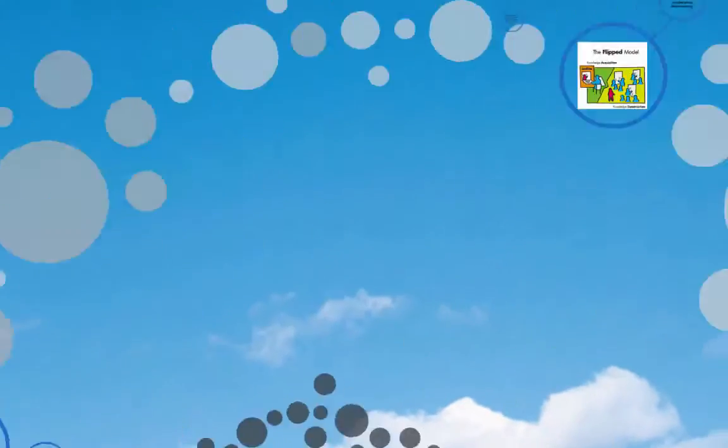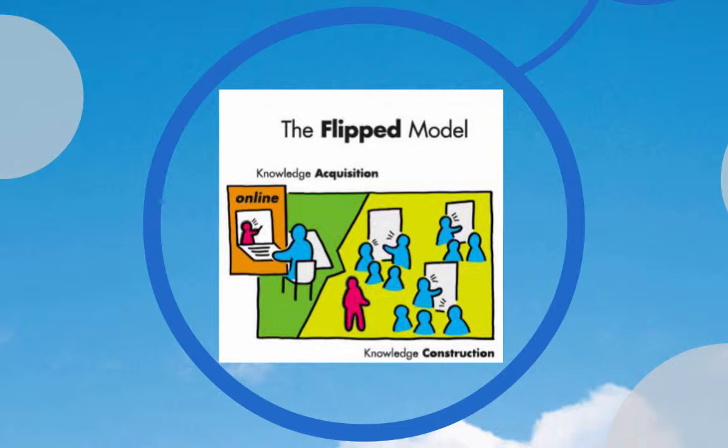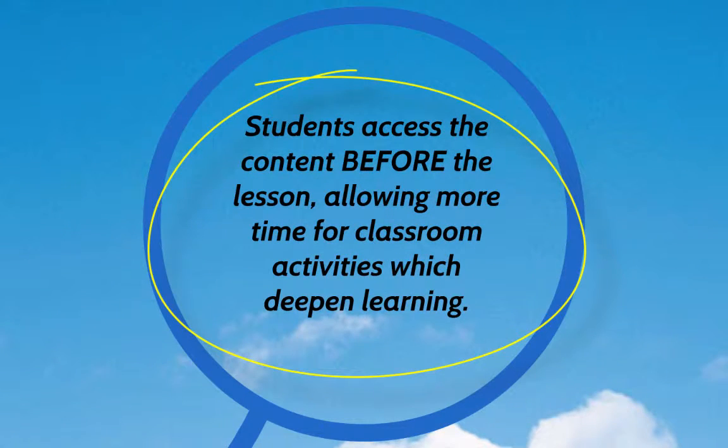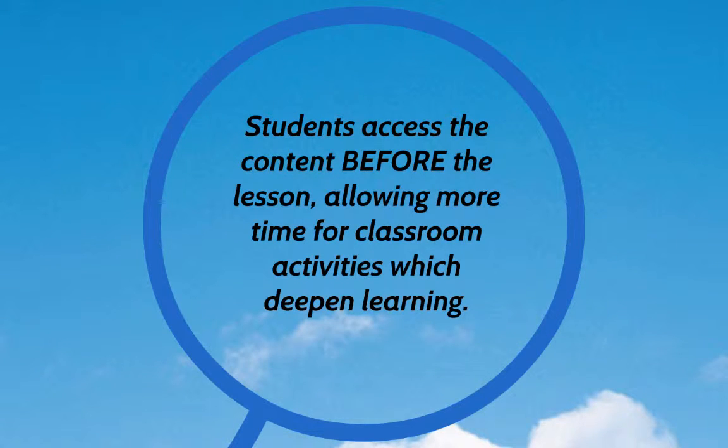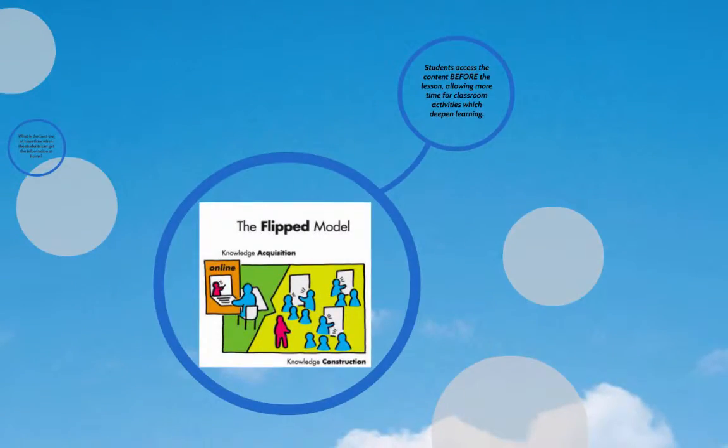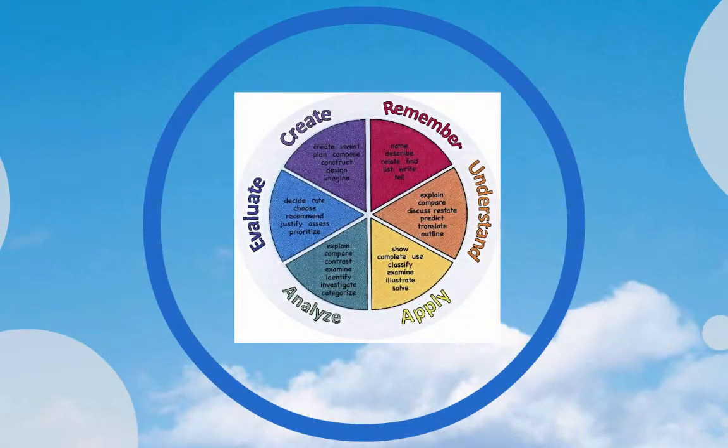So what John Bergman and Aaron Sams came up with is something called a flip model. Instead of in class being where the students get the content, the knowledge acquisition is done at home. And the use of that knowledge, what's called knowledge construction, is what's done in class time. So students access the content before the lesson, and this lets more time in class be used for deeper learning and those more challenging activities where they're applying that knowledge.